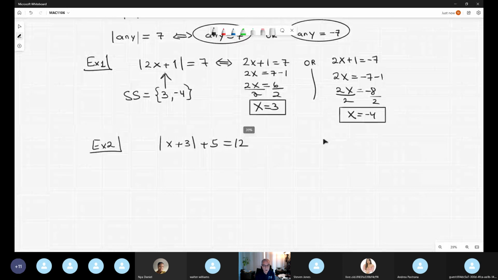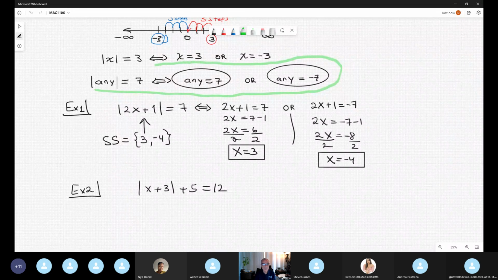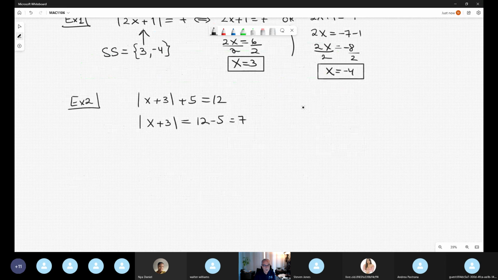I always apply this idea. Look, this is the formula or algorithm. But to apply this, we need the absolute value expression to stay alone, isolated. The first thing you should do in this example is move 5 to the other side. So the absolute value of x plus 3 equals 12 minus 5, which is 7. So far, my equation is absolute value x plus 3 equals 7.